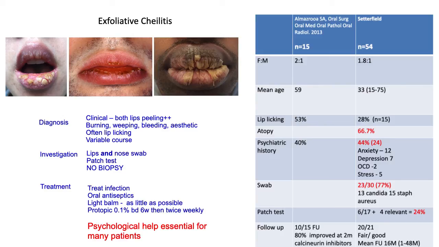So how to investigate? Well, definitely lip swabs, nose swabs, mouth swabs, patch testing, no biopsy. That just gives you a scarred lip and often with a dysesthesia associated with it. Treat infections, oral antiseptics, minimize lip balms because it's just a culture media, and introduce Protopic twice daily for 6 weeks, reducing if possible to twice a week, but if not, continue twice daily, and refer patients for psychological help. This is essential. Without that, patients will not improve.